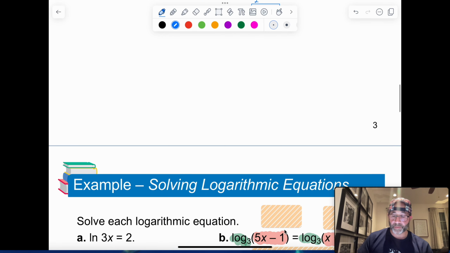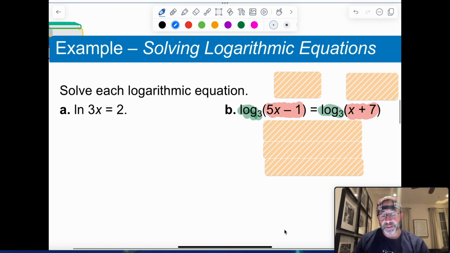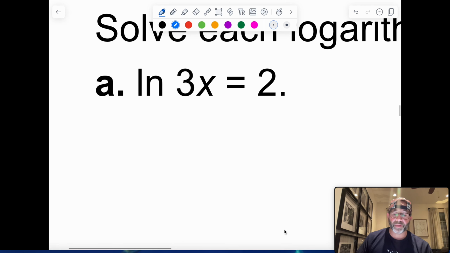All right, let's move on. So this one says solve each logarithmic equation. I'm going to do this one first over here. Natural log of 3x is equal to 2. This really should probably have a parentheses around it just so we understand that this is grouped together.